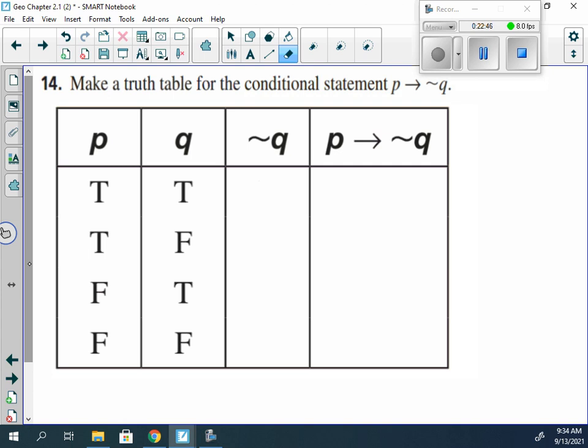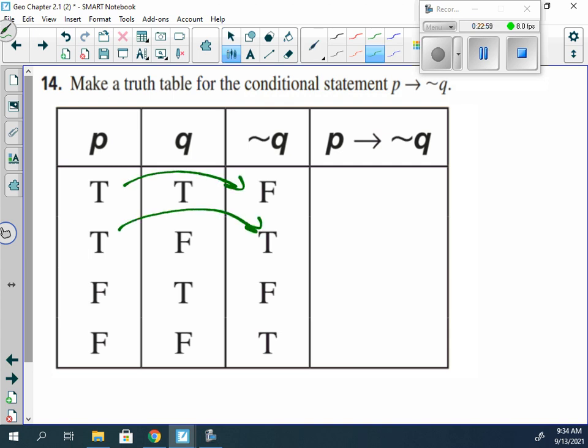But we don't want just Q, we want not Q. So we would take this as false, true, false, true. Now we really just wrote the middle one in so that we can get an idea of what not Q would be.